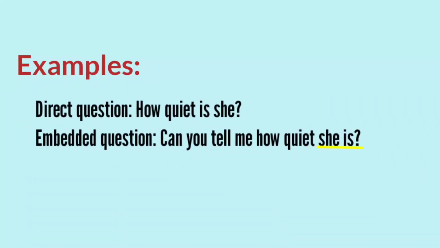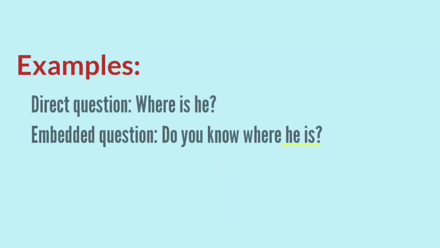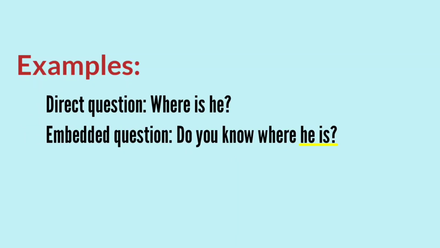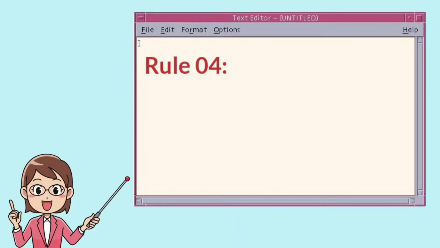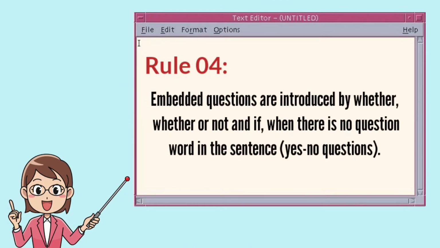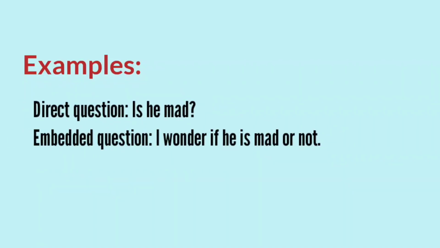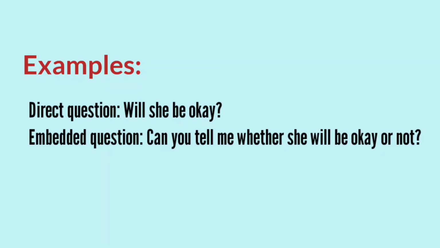Let's take a look at these examples. How quiet is she? Can you tell me how quiet she is? Where is he? Do you know where he is? Rule number 4. Embedded questions are introduced by whether or not, and if, when there is no question word in the sentence. Here are some examples. Is he mad? I wonder if he is mad or not. Will she be okay? Can you tell me whether she will be okay or not?